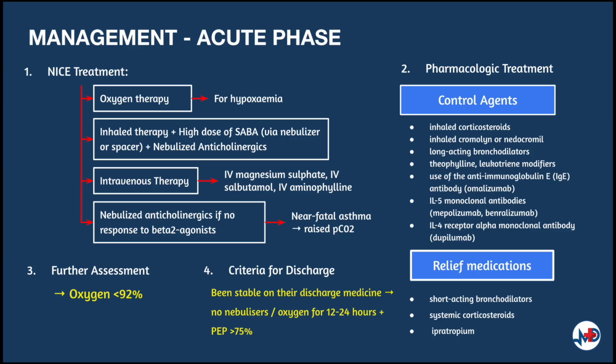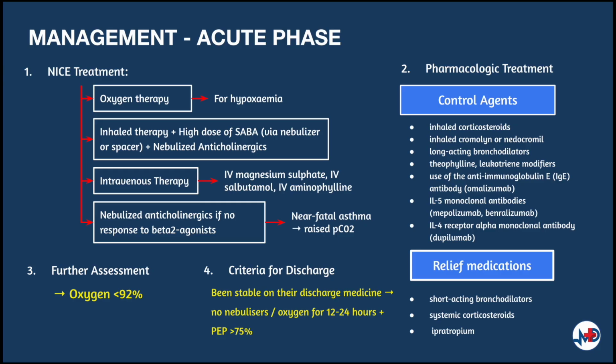Next would be inhaled therapy. And here, a high dose of short-acting beta agonist via nebulizer or spacer is given for bronchodilation. High-dose inhaled short-acting beta agonist examples include salbutamol or terbutaline. A nebulized anticholinergic such as ipratropium bromide is administered if there's no response to beta-2 agonist.